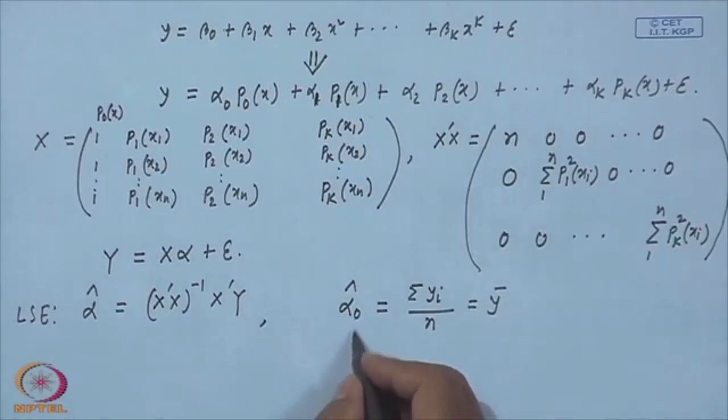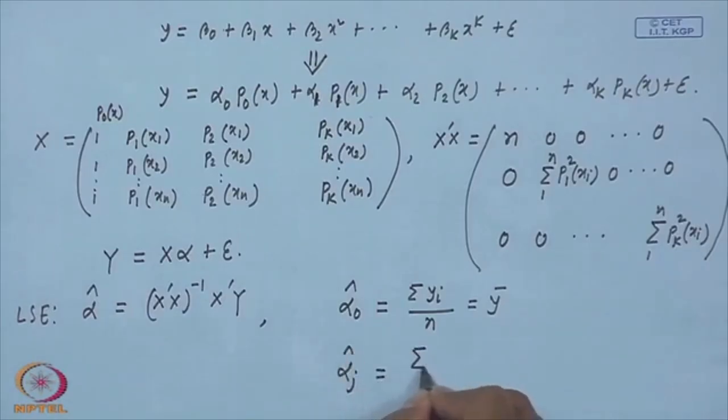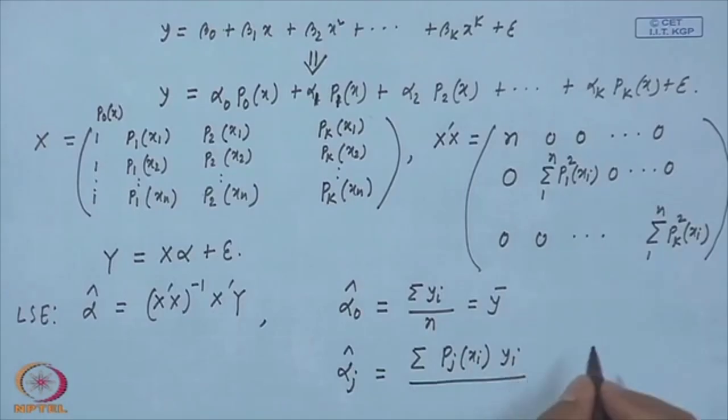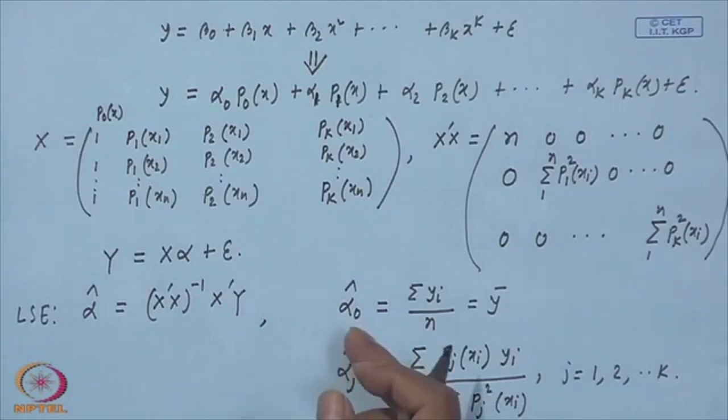And similarly, for the other parameters, alpha j hat is equal to, you can check that, you take the jth column here, and then that is summation P_j(x_i) into y_i, and here the jth diagonal element is 1 by summation P_j squared (x_i). I am sure you understand this. So, this is for j equal to 1 up to k. So, this is how you can estimate the regression coefficients.